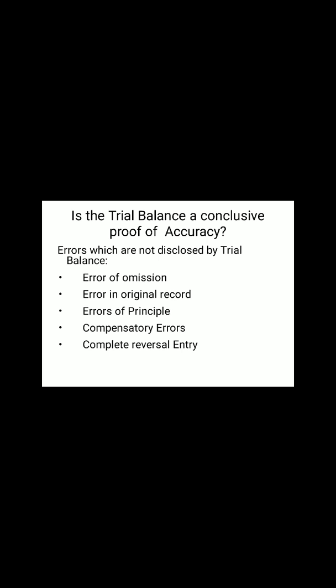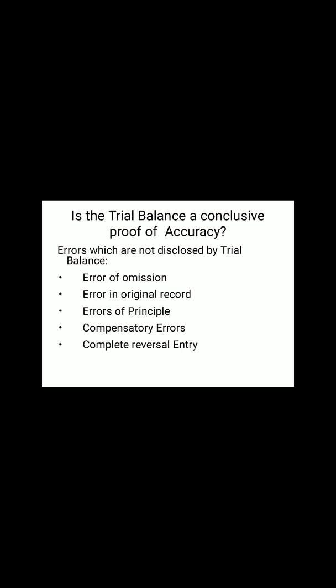So which errors are these? These are recording errors. If you make these errors at the time of journal entries, the trial balance will not show them. I'm giving a few examples listed here: the error of omission, errors in the original record, errors of principle, compensatory errors, and complete reversal of entry.